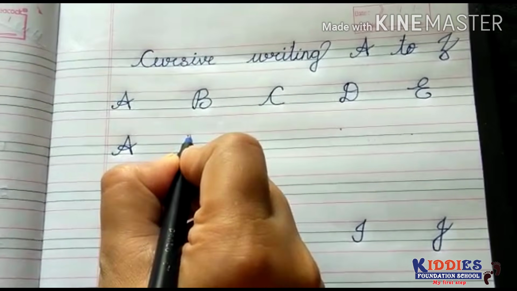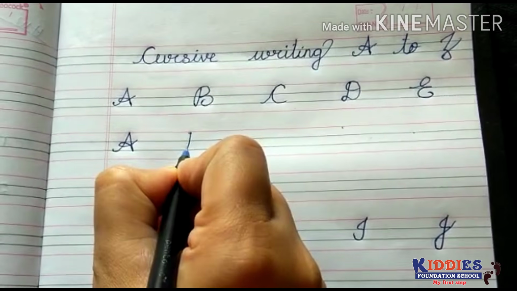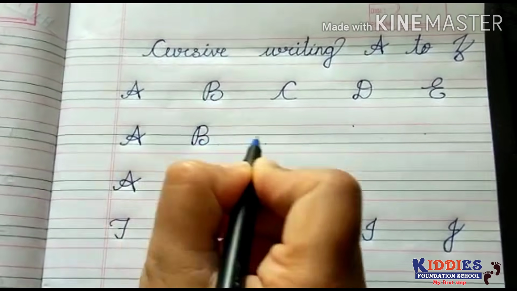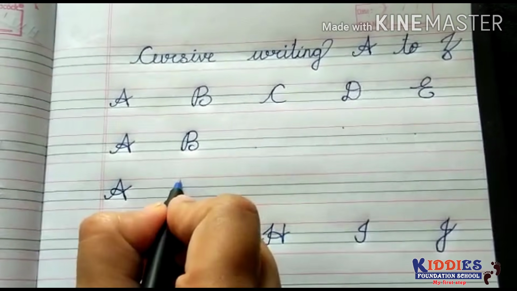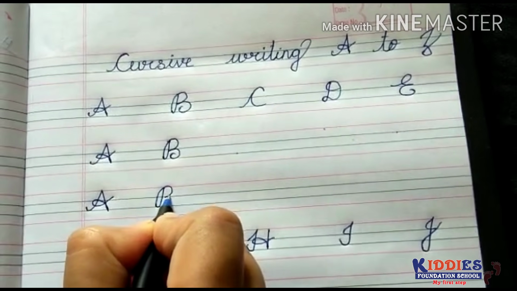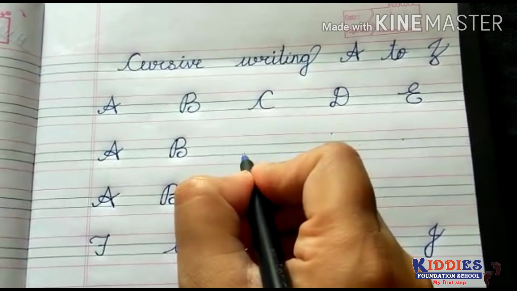Okay, now the letter B. B starts from the red line, like this. Once again from red line to blue line, like this.